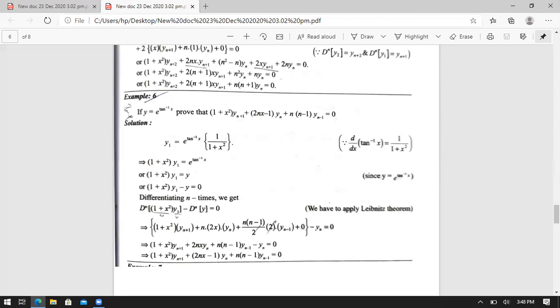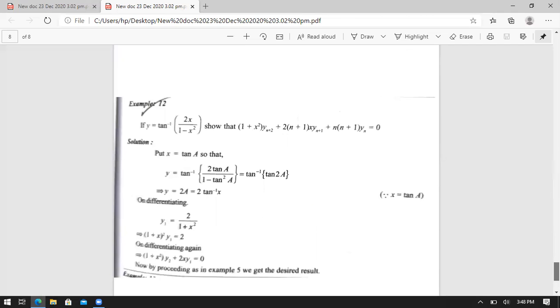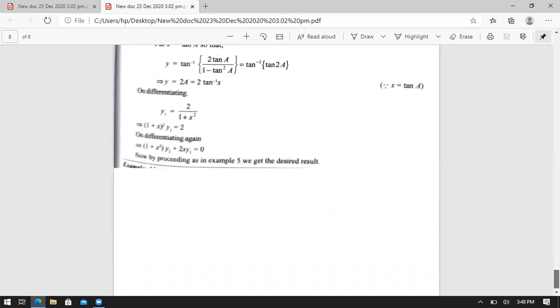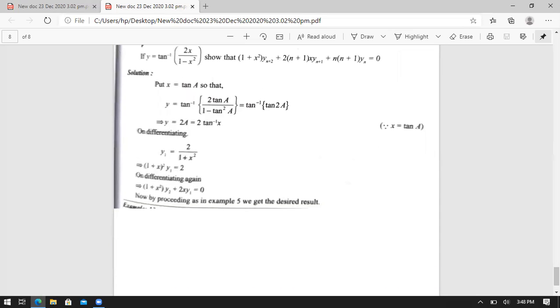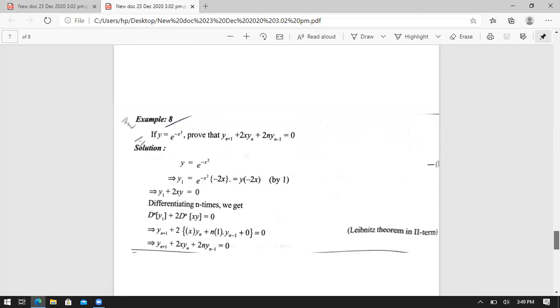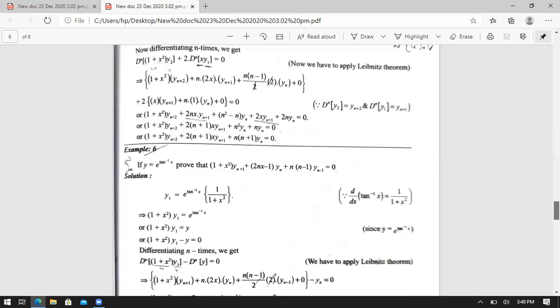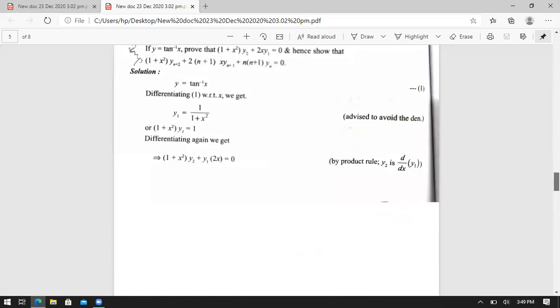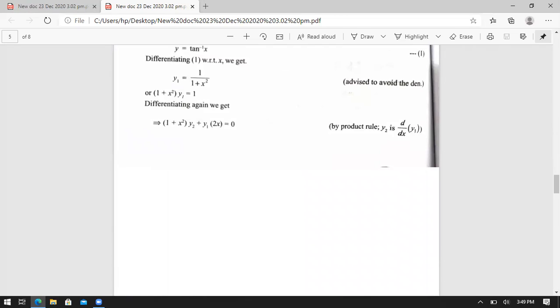Okay, thank you for all. In tomorrow's class I will discuss another example. I will discuss it tomorrow. Only 2 examples you do, example number 8 and example number 6. I already explained. Once again I am telling you, when you are doing this problem you write the Leibniz theorem formula. Okay, thank you for all.